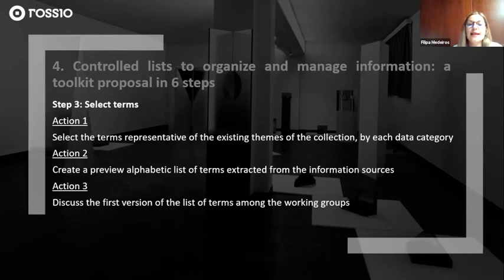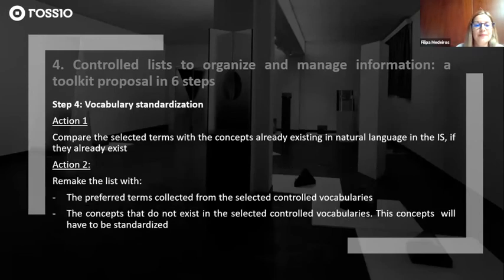Step 3, select terms. Action 1, select terms representative of the existing themes of the collection by each data category. Action 2, create a preview alphabetic list of terms extracted from the information sources. Action 3, discuss the first version of the list of terms among the working groups.